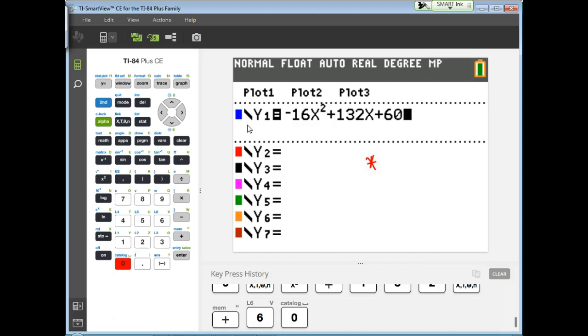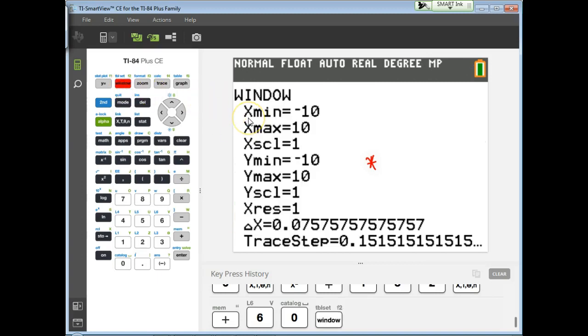But guys, you're launching a rocket, a toy rocket. How long do you think that rocket will be in the air? Because right now I have my time, which is x, going from negative 10 seconds to 10 seconds. So my first question, do I need to go all the way back to negative 10 seconds?